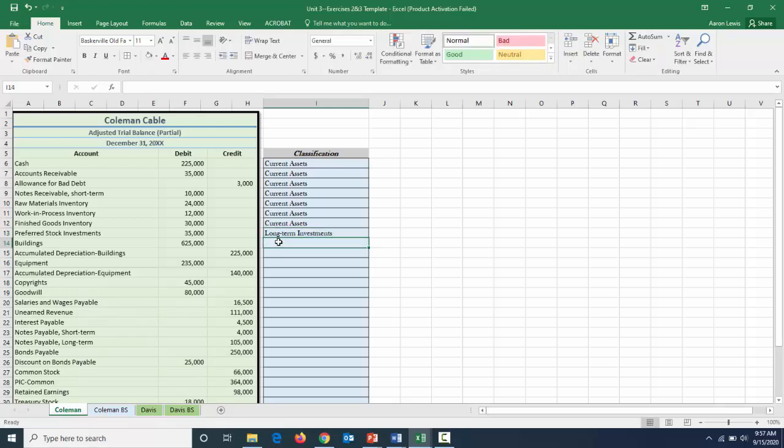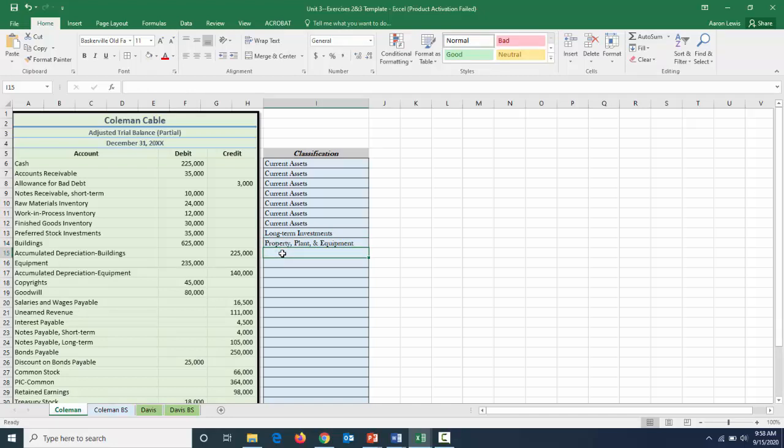After that, we have buildings, and our building is going to be something our business is going to use to make a profit in the future that we expect to have for more than 1 year, which means it's going to be a non-current asset, and the classification that we're going to put it under is property, plant, and equipment, our PP&E.